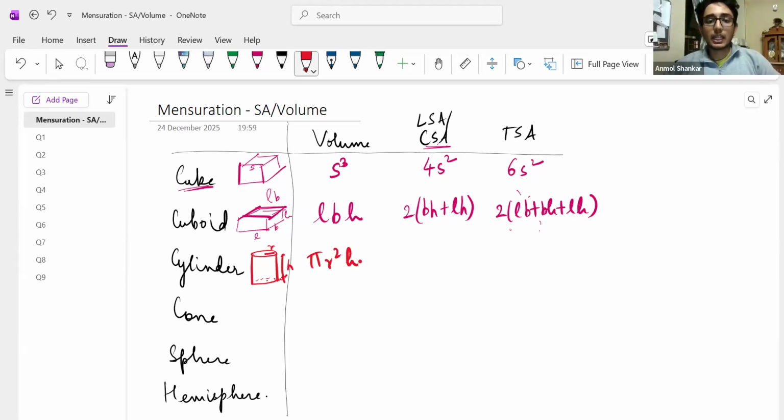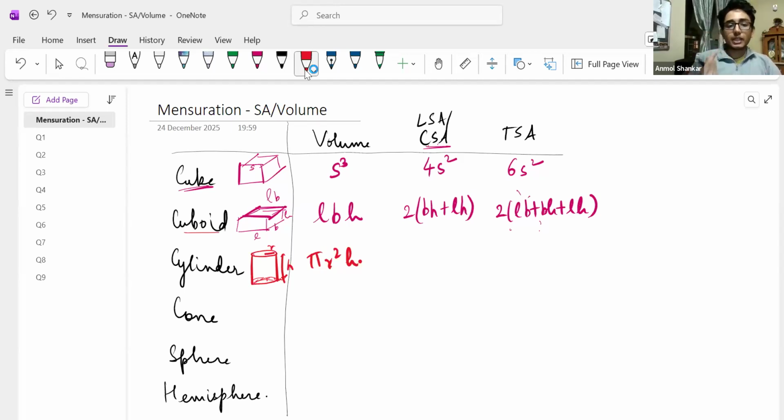One trick that you can use is to look at the base area. In a cylinder the base is a circle. The area of the circle is pi r square, multiplied by the height, we will get the volume. Just like in the cuboid case, the base area is L into B, multiplied by height we get the volume LBH. So that is a trick for volume. Similarly for curved surface area, it is perimeter of the base into height.